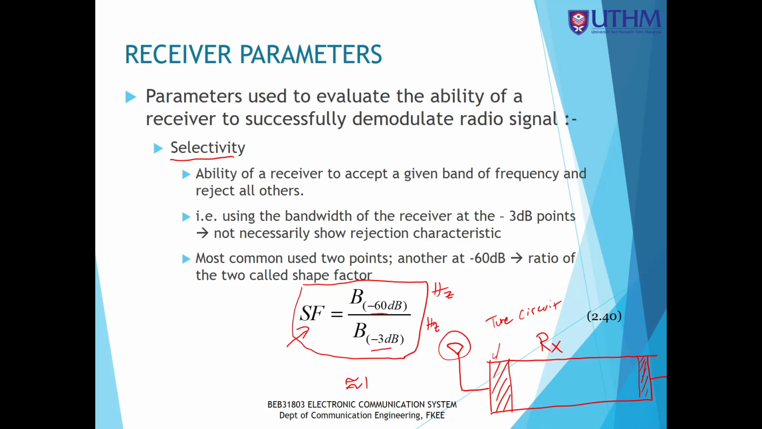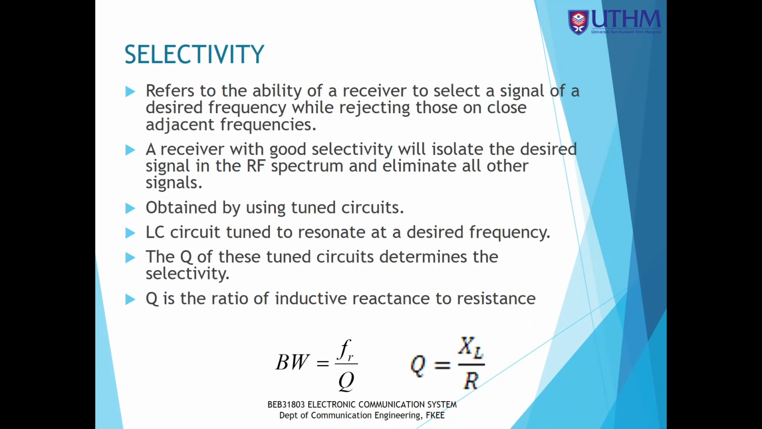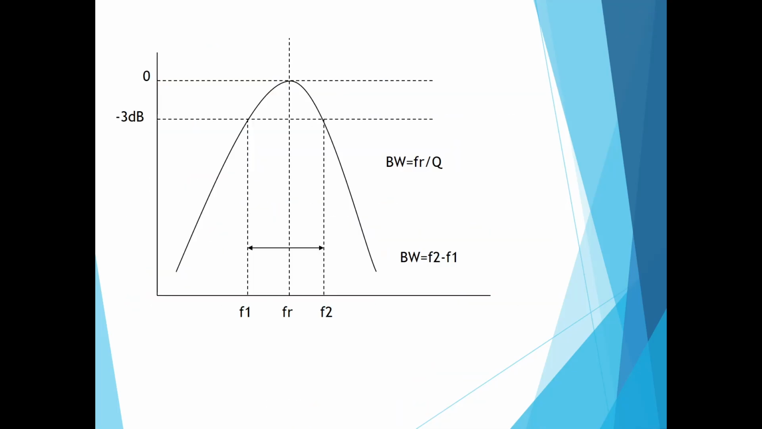Okay, if the bandwidth at minus 60 dB equals the bandwidth at minus 3 dB, which does not happen in the real world, ideally we want the shape factor to be close to 1. So how does it look? I will skip one slide to go to this part.